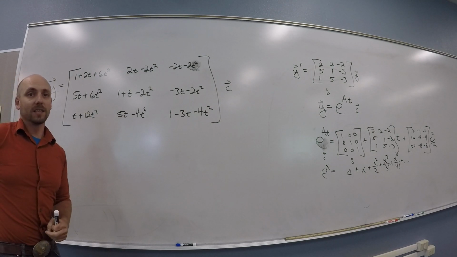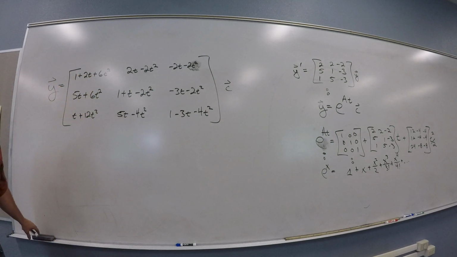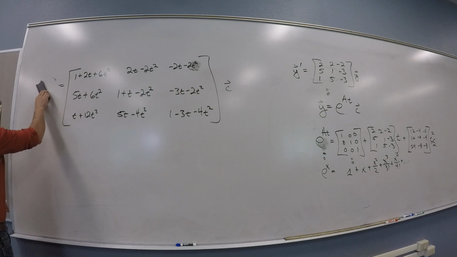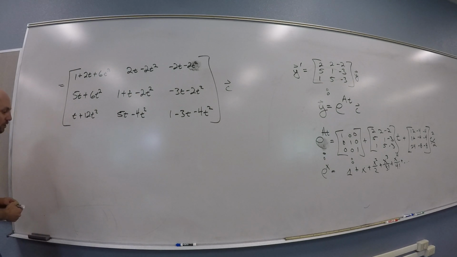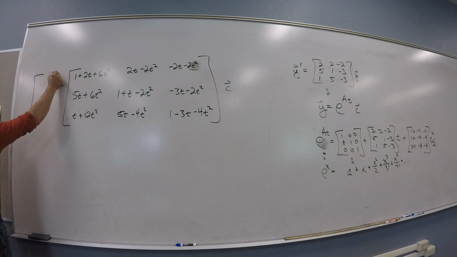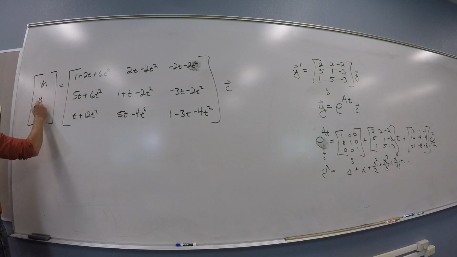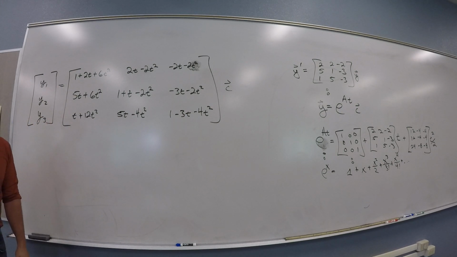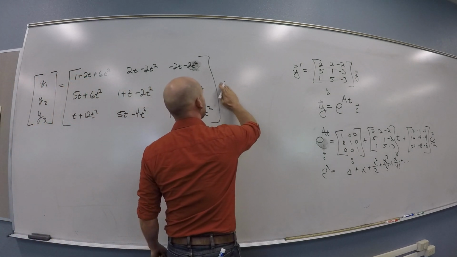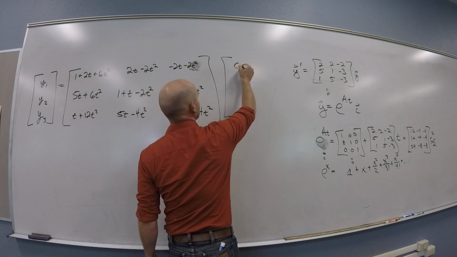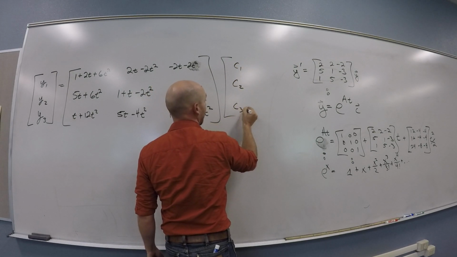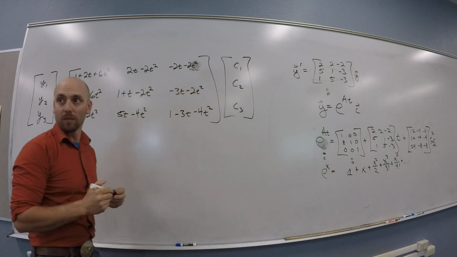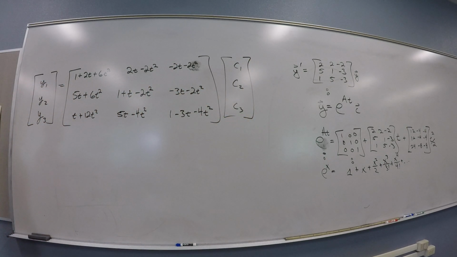So if you wanted to write this out in another format, you might write your vector y as really the three functions you were looking for, right? y1, y2, and y3. And then your vector c is c1, c2, and c3. Guys, kind of with me on this?